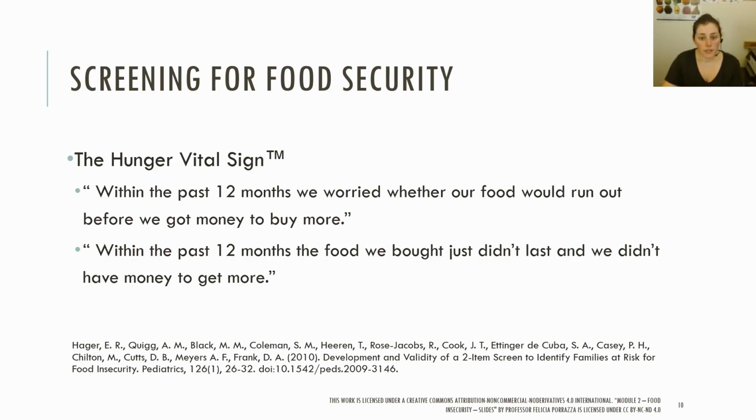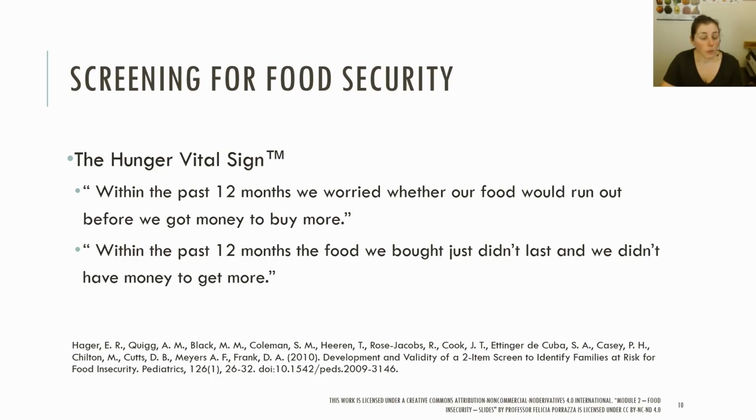The Hunger Vital Sign identifies households as being at risk for food insecurity if they answer that either or both of the following 2 statements is often true or sometimes true versus never true. Within the past 12 months, we worried about whether our food would run out before we got money to buy more. Within the past 12 months, the food we bought just didn't last and we didn't have money to get more.